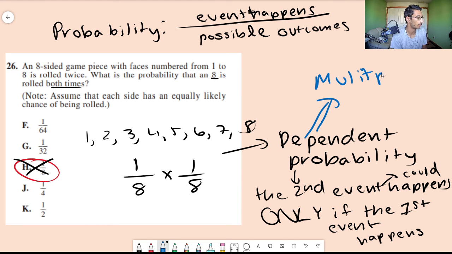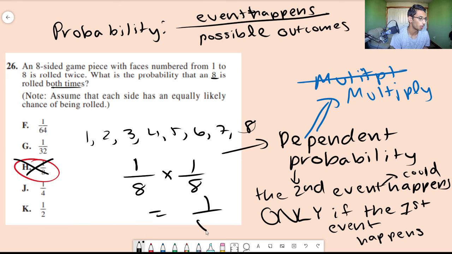So multiply, my bad. Basically you have a 1/8 probability of rolling the first die, a 1/8 probability of rolling the second die, so you can multiply those two together, and what you get is a nice 1 over 64. So that's the answer, which means the answer is F.